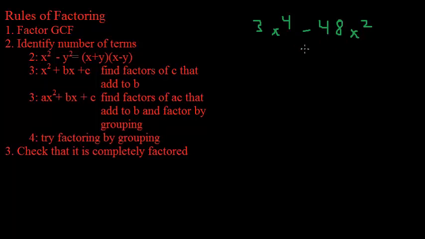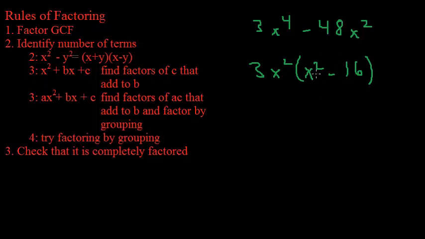Now at first glance I think, oh, this is a difference of squares, but 3 and 48 are not perfect squares. Before I jump to that conclusion, I need to remember, first thing I always do is factor out a greatest common factor. Here I have a common factor of 3 and x squared, so I can pull out my 3x squared, which leaves me with x squared minus 16.